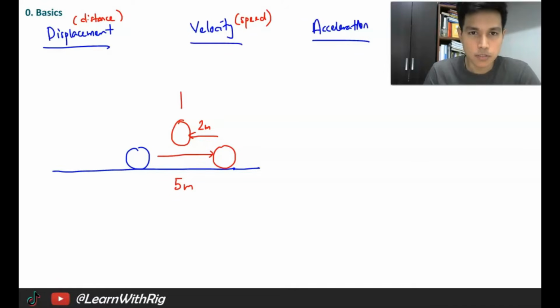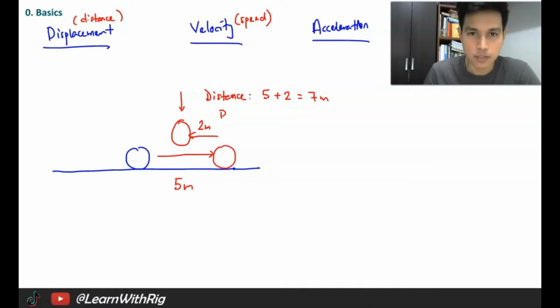At this position, if I ask you what is the distance, you would have to consider the total journey. So that means from here, travel 5 meters to come here, and then 2 meters to come here. So total is 5 plus 2, not 5 plus 7. 5 plus 2 equals 7 meters.